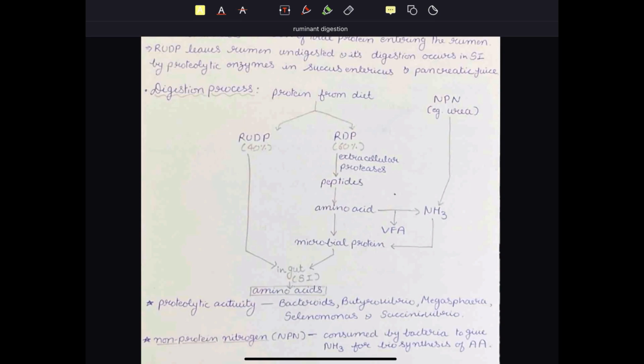Okay, if you increase the amount of urea, then there will be toxicity. But if it is 1% or less, then there's no chance of toxicity, and the microbes will utilize the urea present in the feed to convert it to proteins.